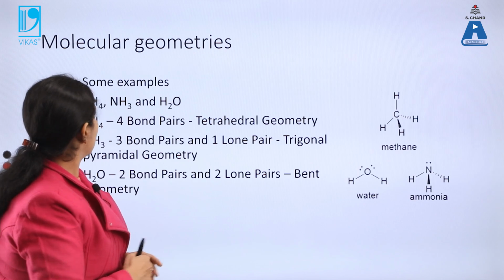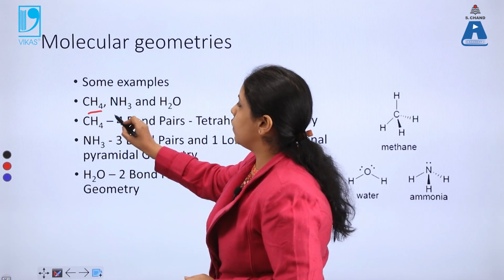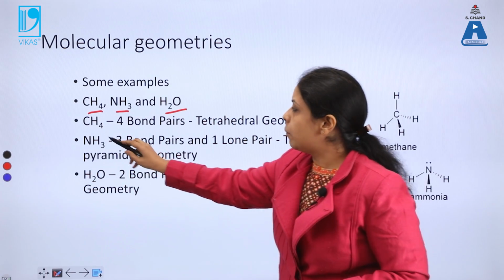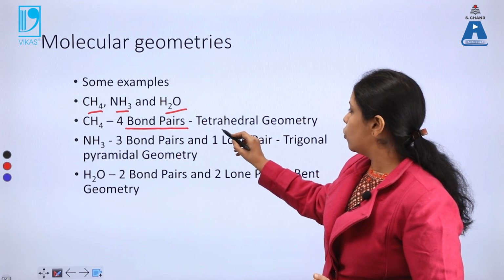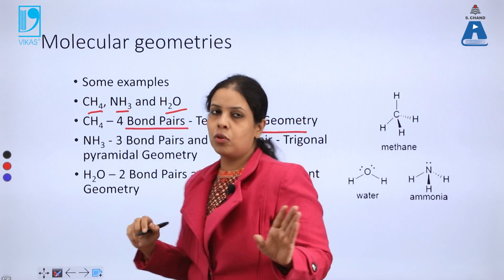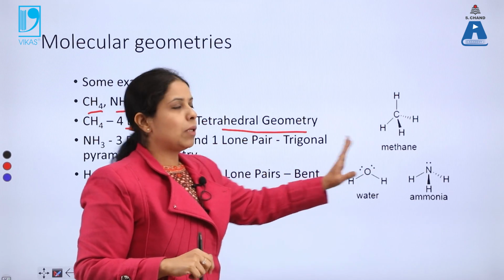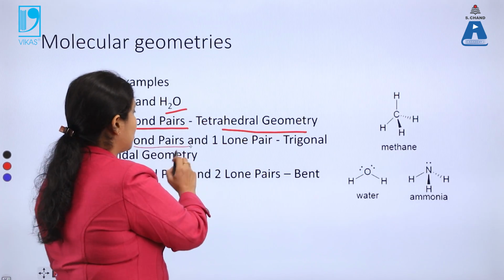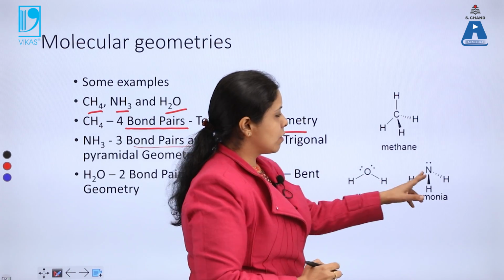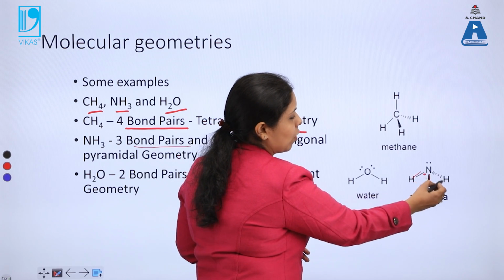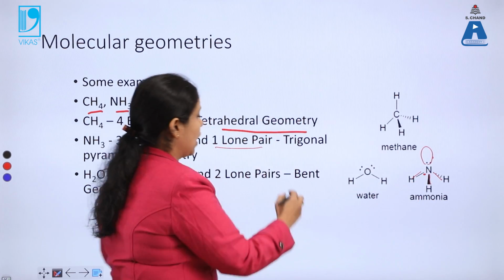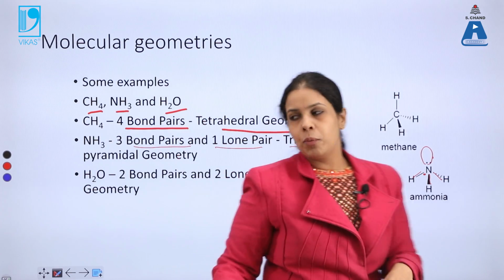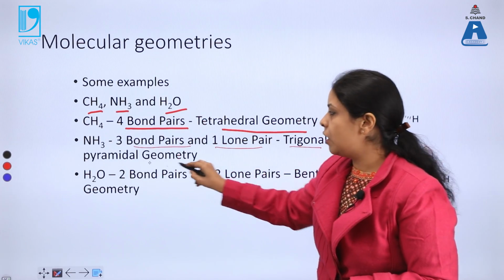of this, like we have discussed, methane, ammonia and water. Just to compare, methane has 4 bond pairs, so the geometry is tetrahedral as shown over here. Ammonia has 3 bond pairs and 1 lone pair, which is with nitrogen.